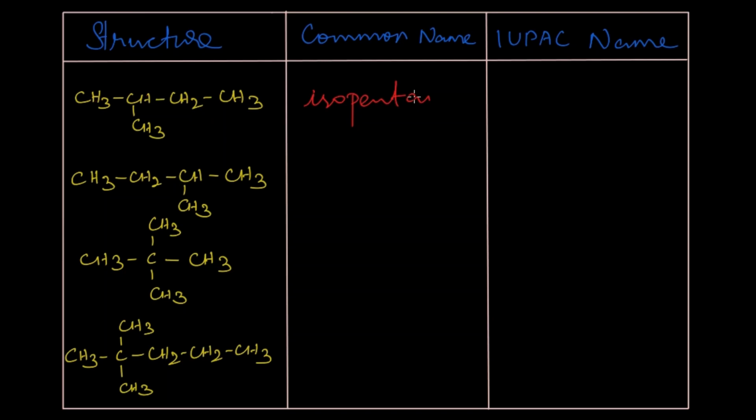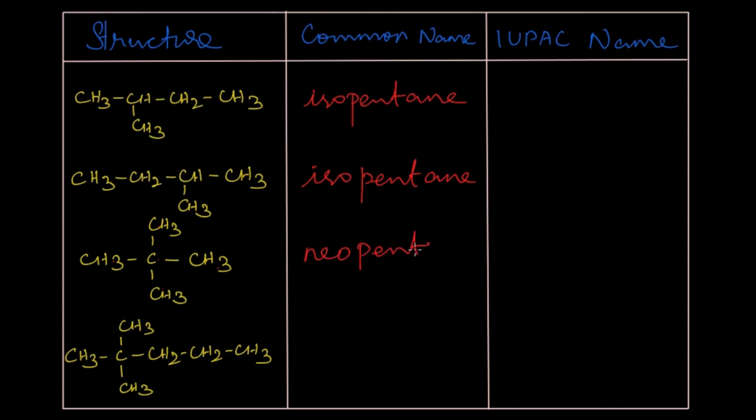Isopentane is its common name. And for this, 1, 2, 3, 4, 5. Both are same compounds. Isopentane. And just the next compound 1, 2, 3, 4, 5. But there are 2 branches. If there are 2 branches, you just write it as neo. Total 5 carbons, so neopentane.